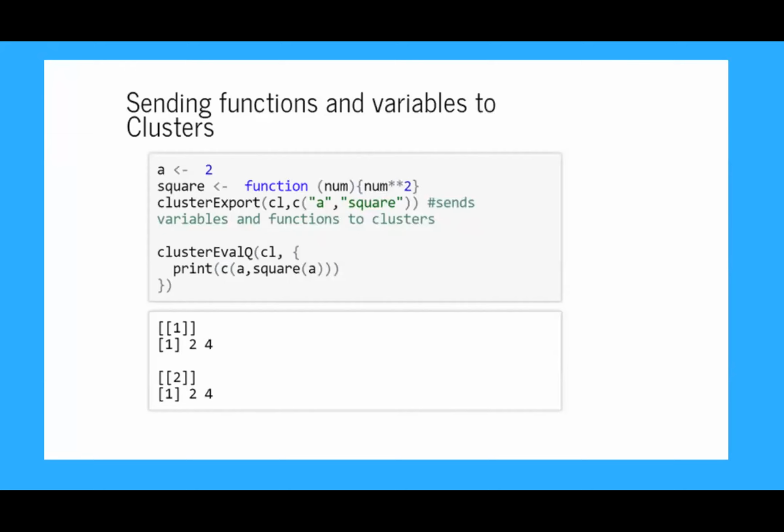We can also send functions and variables to clusters. Here, let's make a variable A, and let's make a function square that just squares a number. And we do clusterExport. I already have the data and my variables, and I'm going to send them off to the workers. Then if I run clusterEvalQ and print A and the square of A, I see in my 2 clusters 2, which is A, and 4, which is the square of A. Great, message received. They got the info.